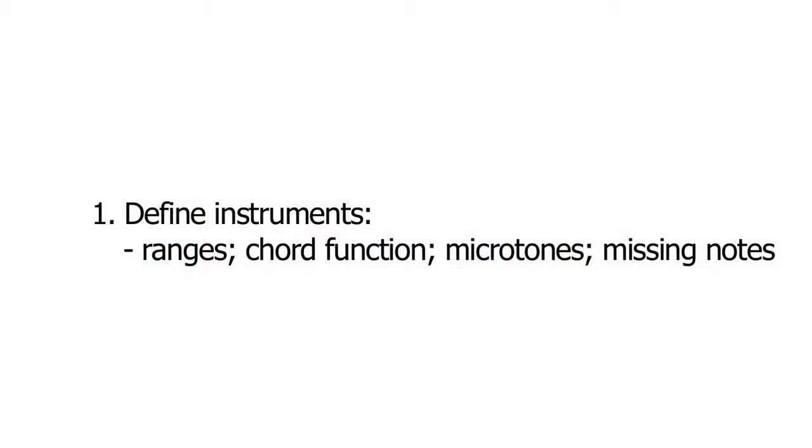The first thing we'll do is define the instruments, and this will include the instrument's ranges, their chord function if there is one, whether it plays microtones, the missing notes an instrument may have, especially if it is a microtonal instrument. A lot of these instruments are already predefined for you and loaded when Slippery Chicken starts, but you can define your own instruments if you want as well, and even combine those with the standard instrument palette.